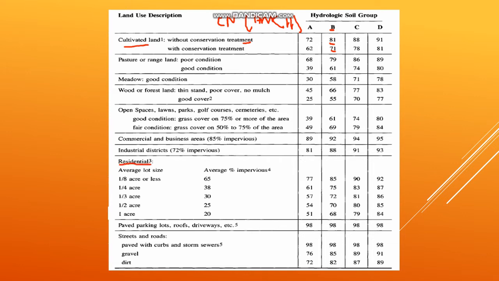Let's say residential area. If the lot size is 1/4 acre, and the average impervious percentage of this acre is 38, then for group C it is 83. That is the AMC2 curve number, we just take it. Or streets and roads, which are impervious. For gravel and group A, a curve number of 76 needs to be taken.